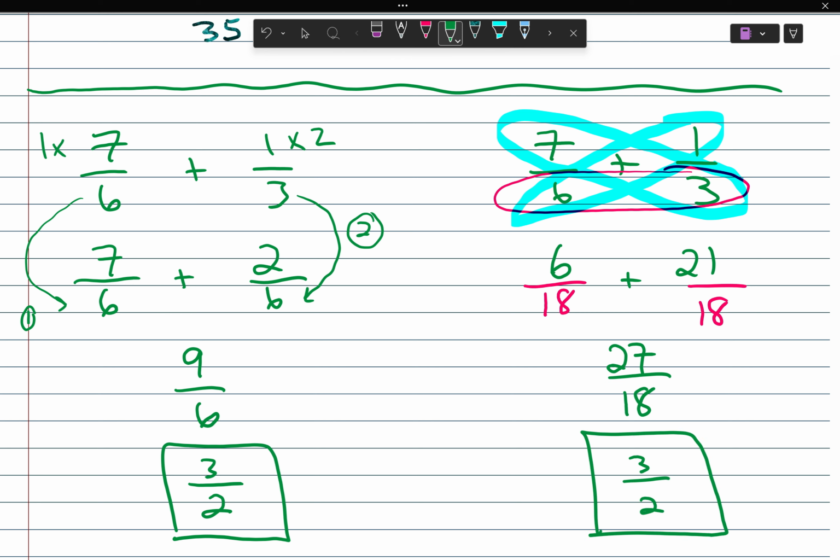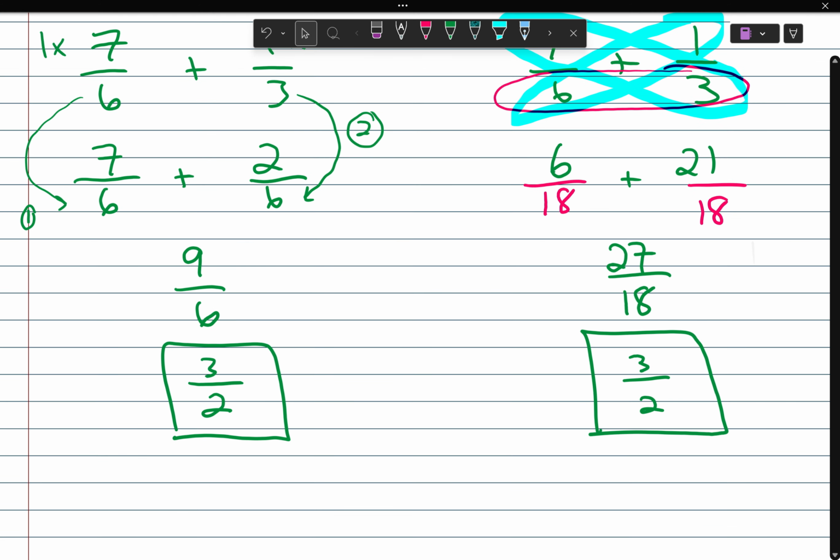So now in that example, you should have fully seen the difference in the two methods, where in one you start out with the LCD and in the other you just start out with multiplying the denominators, which sometimes, as shown in the first problem, could be the LCD, but in this case it wasn't.